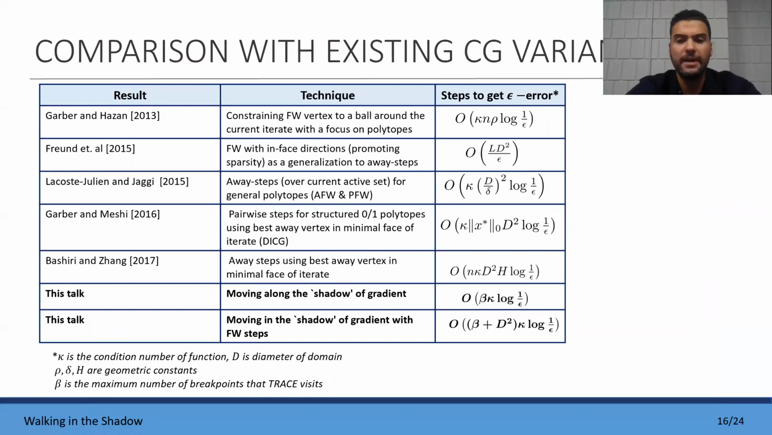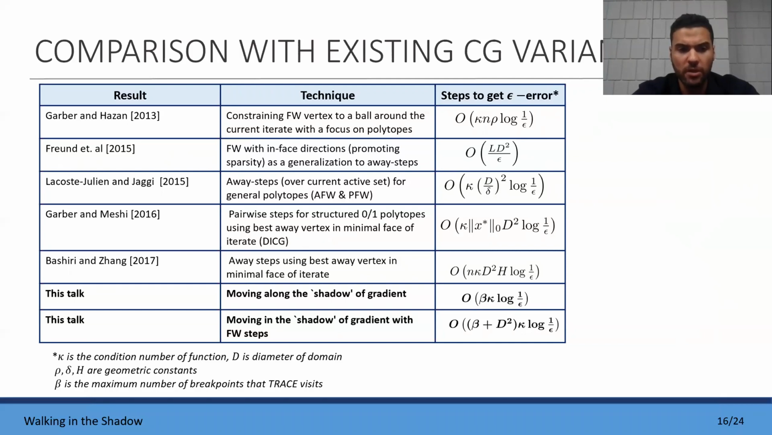So now I just want to take a step back and compare our results with some existing results in the literature. This is a table that summarizes some CG variants, their technique, meaning how they choose their Frank-Wolfe vertex, what descent directions they choose, etc., and their convergence rate. So first we see that all those convergence rates depend on kappa, which is the condition number of the function. However, for all the CG variants, the rates also depend on some geometric constants. I'll talk more about the geometric constants in the next slide. However, for now, just note that we do not have that dependence in our algorithms.